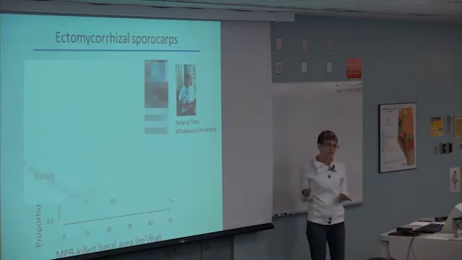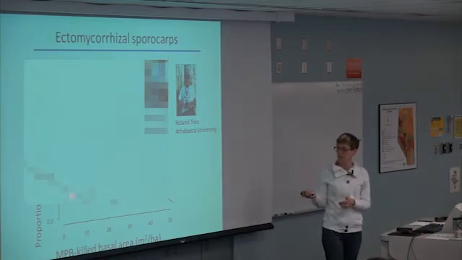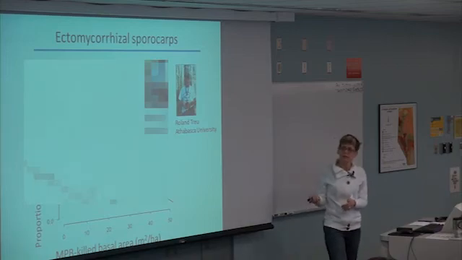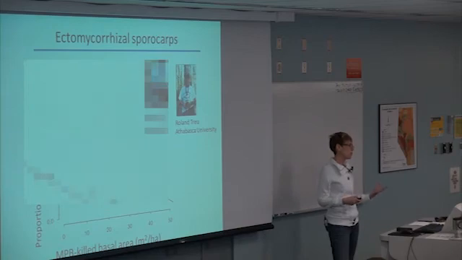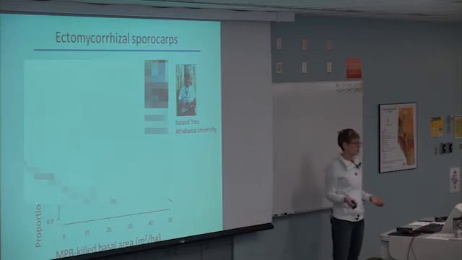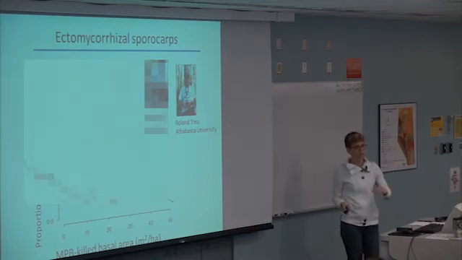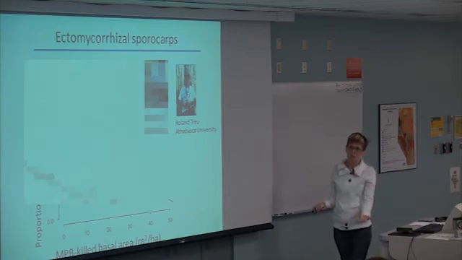So if you look at the proportion of those sporocarps that are ectomycorrhizal, you'll see that that goes down with attack. So our control stands, they had about 60% of those sporocarps are ectomycorrhizal. The attack stands, that drops to about 10%. So we're seeing this substantial decrease in the reproductive output of these ectomycorrhizal fungi.